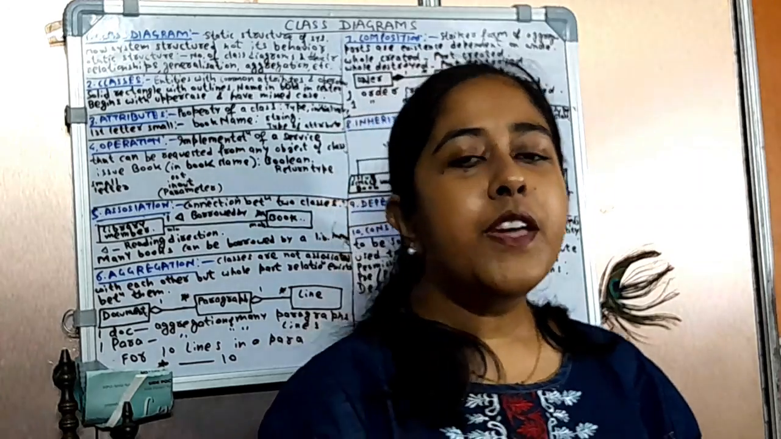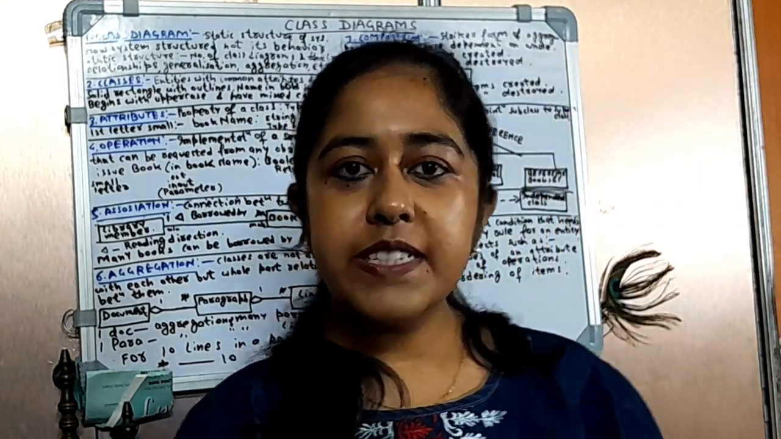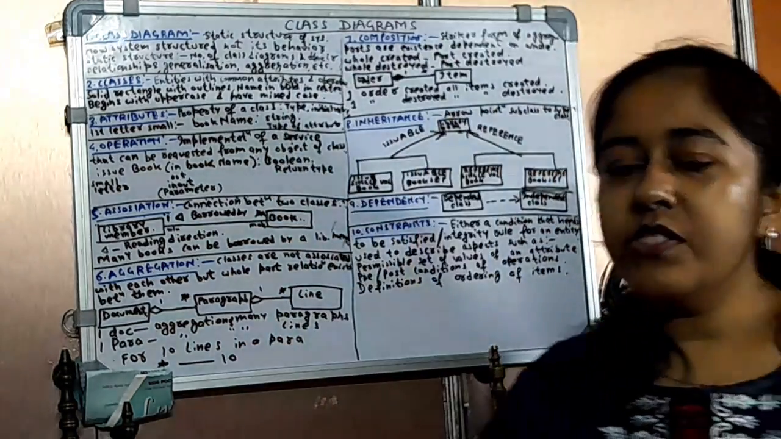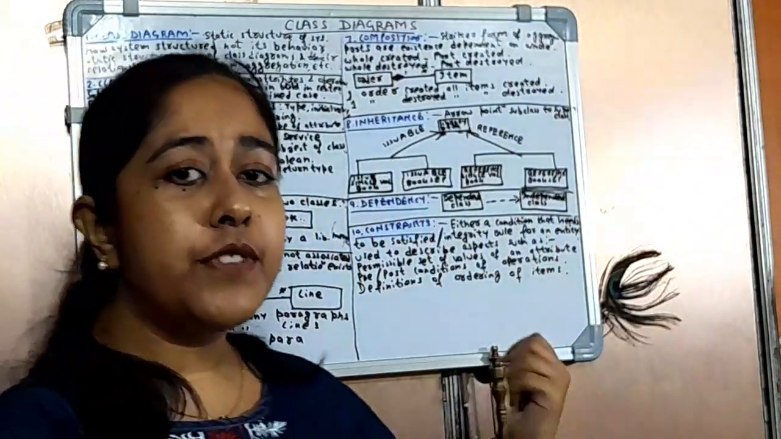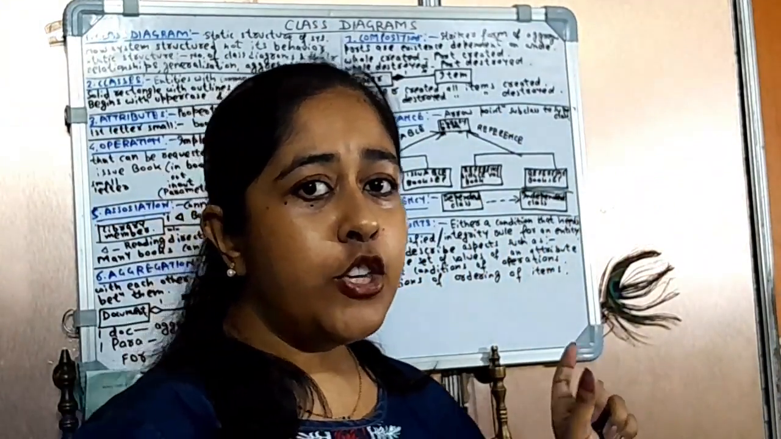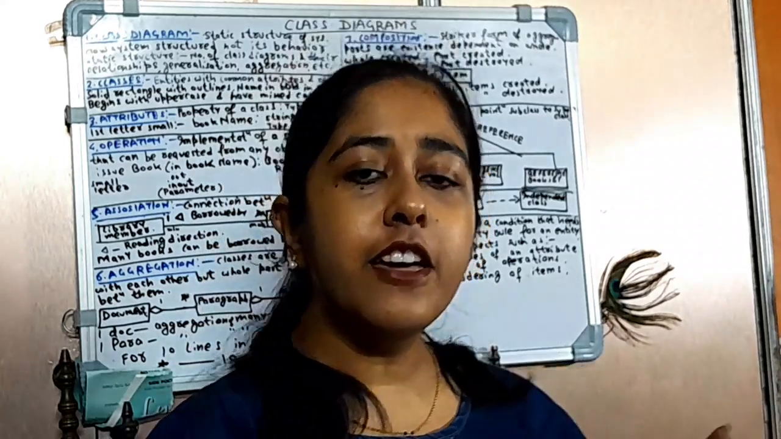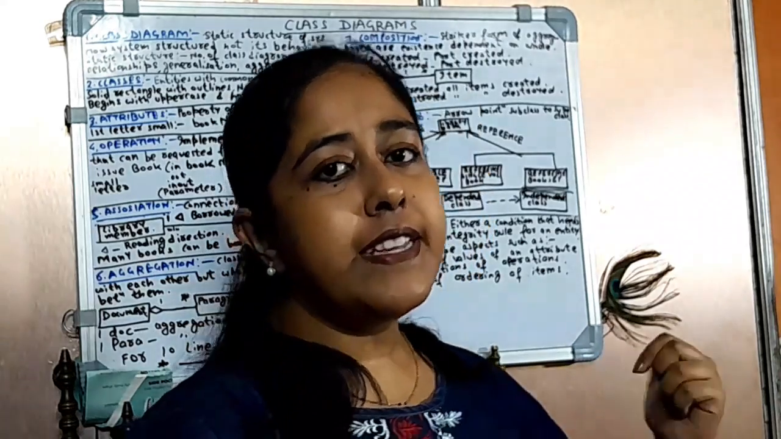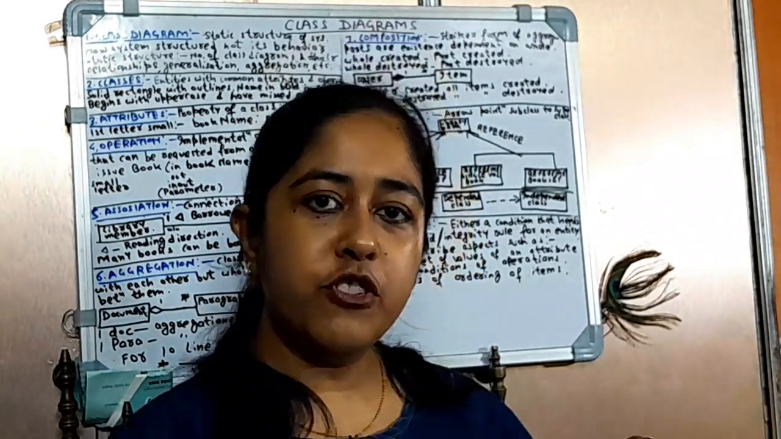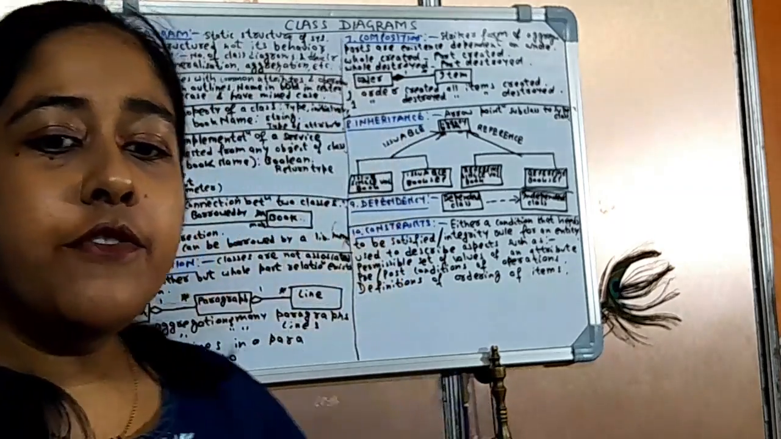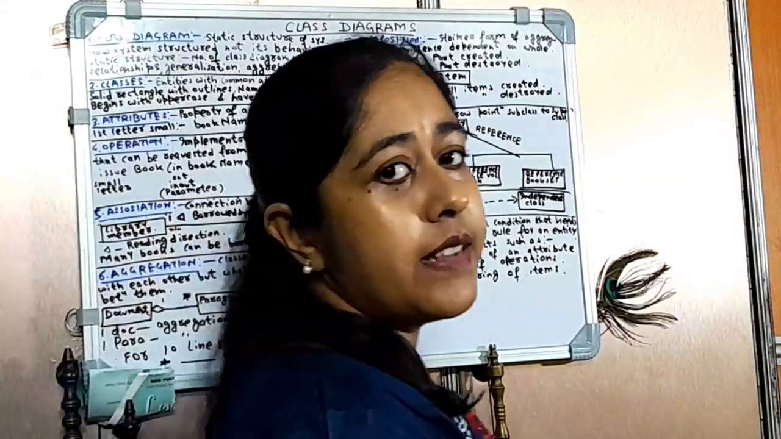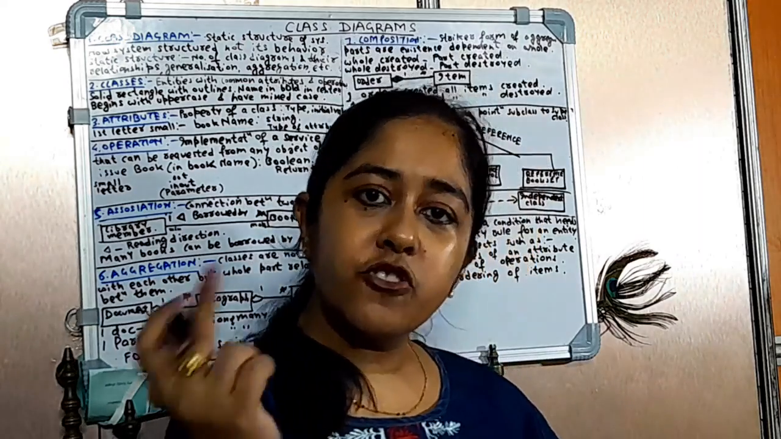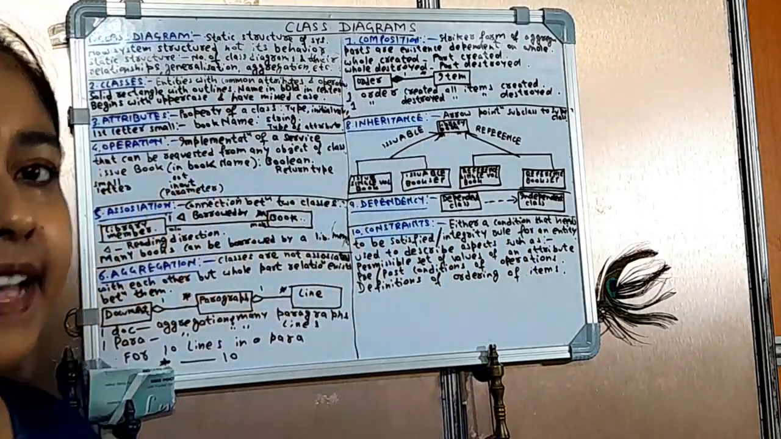Okay, so in today's class we are going to discuss class diagrams, which come under the structural view in UML. In the previous class we discussed use case diagrams, which were under the user view, the central position in UML. Now we are going to discuss class diagrams, the second one under the structural view. Now what is the class diagram?